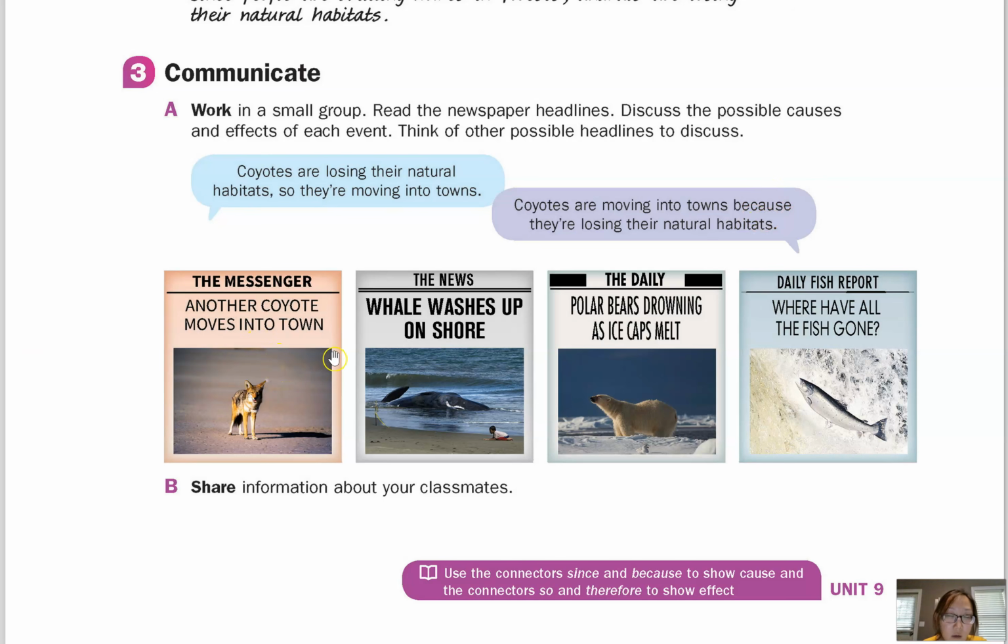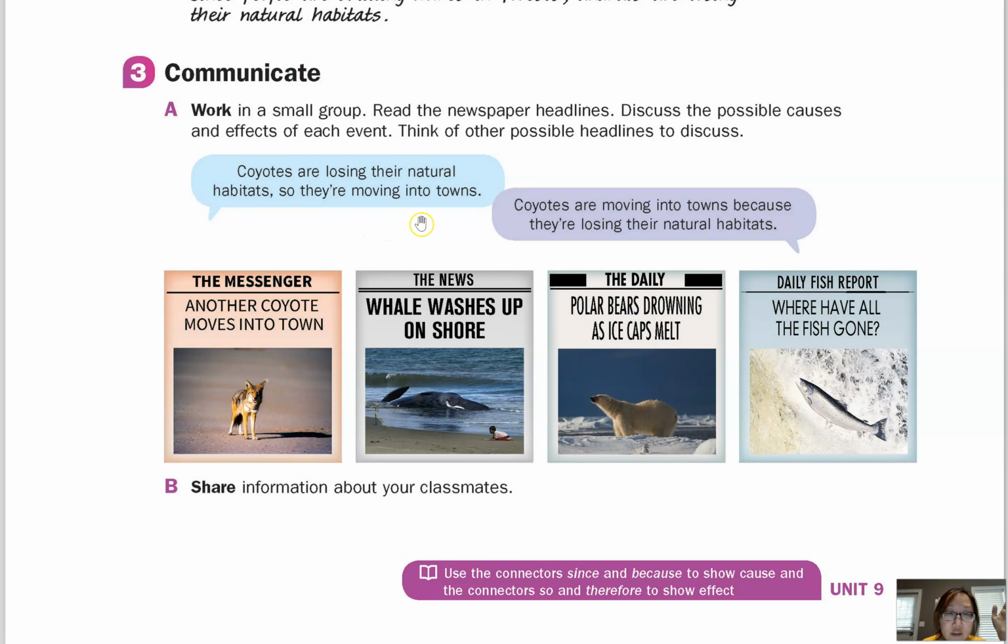And this is optional, but it's pretty common to make a general sentence out of a particular or specific incident. So as you can see in this newspaper, it's about one specific coyote that moves into town, but we know that this is just one example of many other similar situations of coyotes in general moving into towns because they are losing their natural habitats.